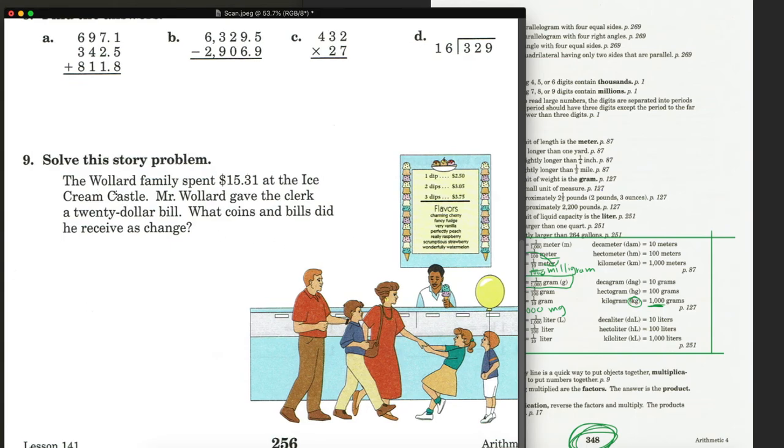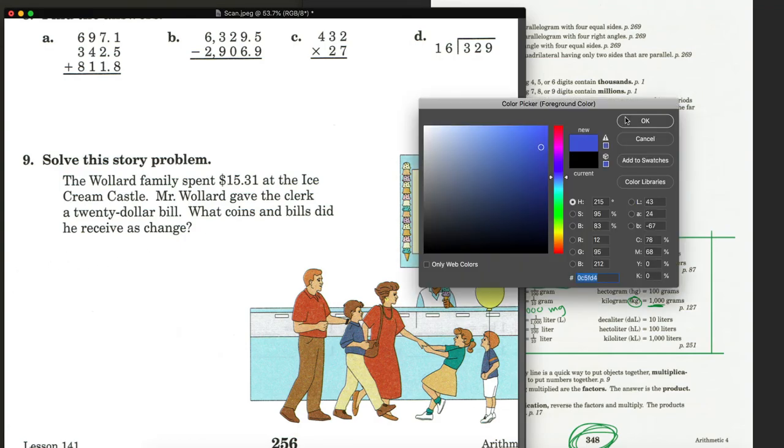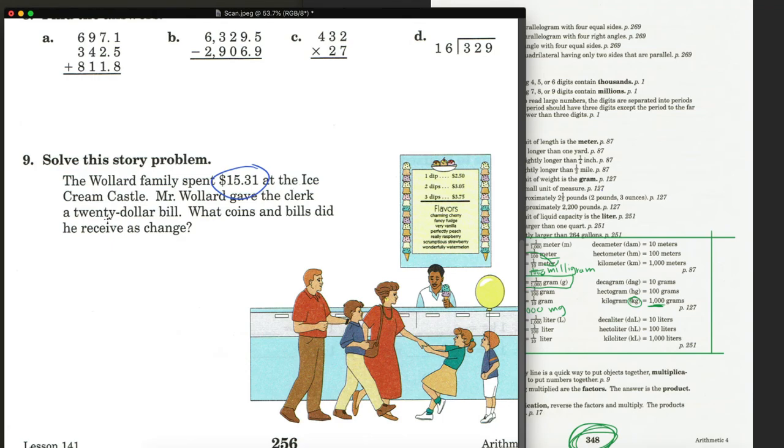Okay, so number one, let's do this word problem. The Waller family spent $15.31 at the ice cream castle. Mr. Waller gave the clerk a $20 bill. What coins and bills did he receive as change? It's a little bit tricky. So he spent $15.31. He gave $20. So what would his change be?